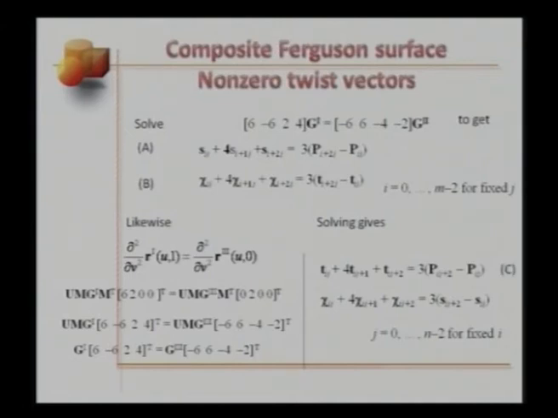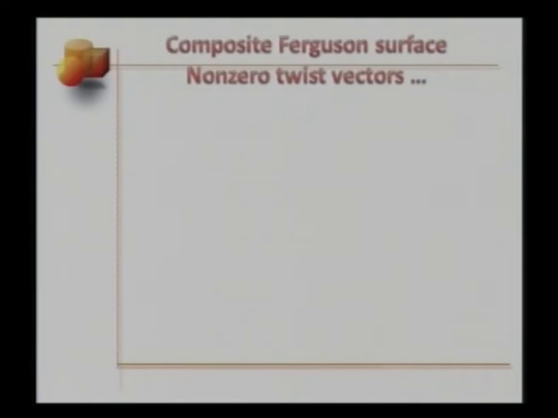Let's name them equations C and D. In summary, we have equation A, equation B for varying index i for fixed j, and then we have equation C, equation D for varying j and fixed i. Okay.